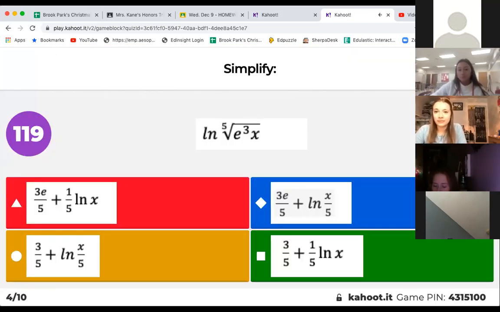All right, be careful with this one. Make sure it's completely simplified. There's a little trick in here too, so just be really careful. Again, make sure it's completely simplified. So thinking about those properties of natural logs.